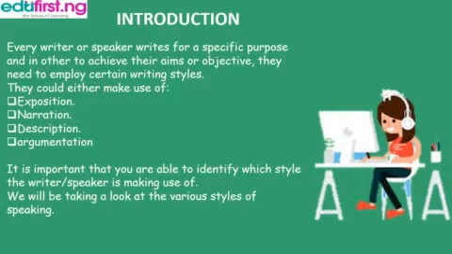Now, in writing or public speaking, a speaker adopts a certain style to speak to the audience. It could be exposition, narration, description, or argumentation. It is important that you are able to identify which style the writer or speaker is making use of. We'll be taking a look at the various styles of speaking. With this topic, you'll be able to identify each method or style a speaker or a writer is using. You could be reading a book, and through this teaching today, you'll be able to know which the author is using. Could be narrating, could be describing, could be an argument, it could be an exposition.